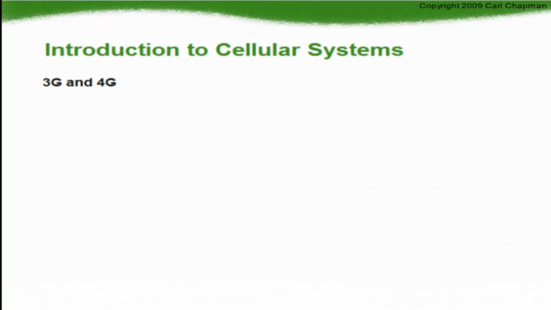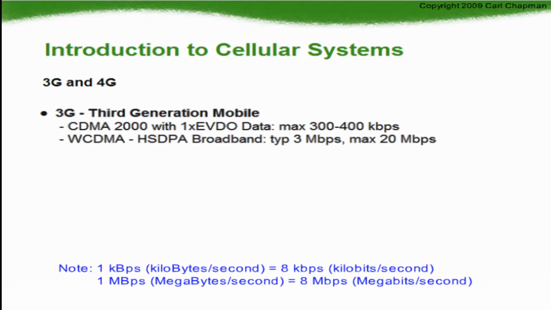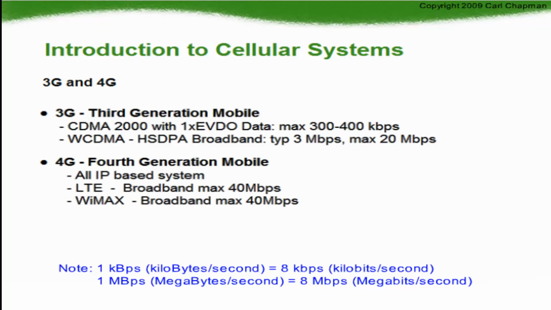Thanks to marketing spin from the various cellular operators, there is often a lot of confusion over 3G and 4G technologies. Earlier operators used the term 3G to describe systems using CDMA 2000 with EVDO data. 3G is also commonly used to refer to WCDMA systems using HSDPA, high-speed downlink packet access data. Even though they are both called 3G, there is a significant difference in speed and capabilities of the two 3G technologies.